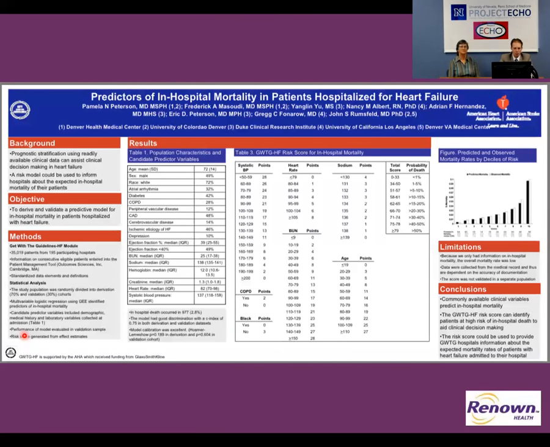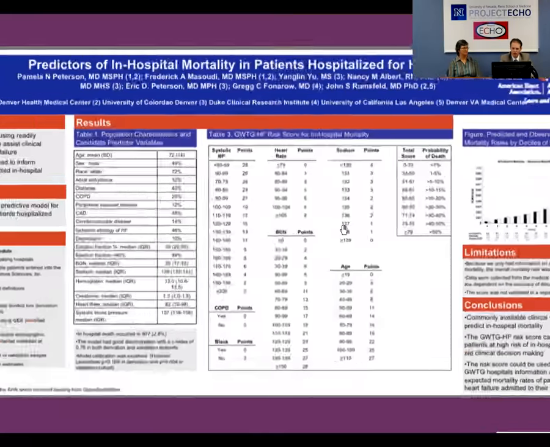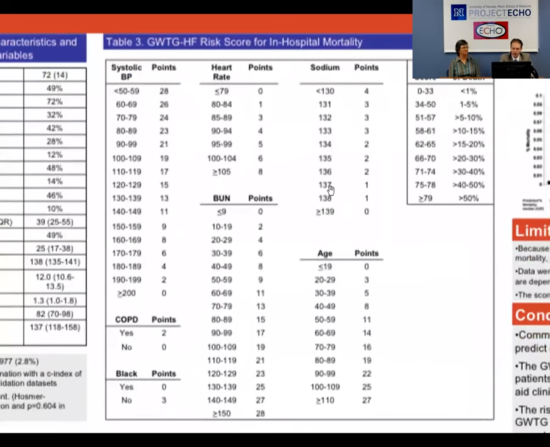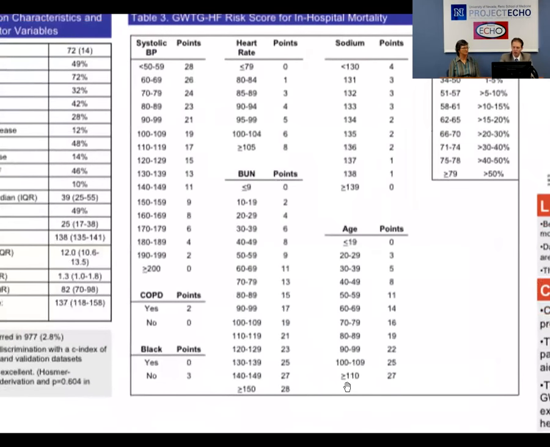Now, if they're admitted with heart failure, this is an alternative model that's been validated. This is the one that the guidelines allude to, and you can sort of add up all these points for their age and their sodium. So if they're hyponatremic, that's harder for them to get by. If they're over 110 years old, it turns out that they also die at a higher rate. So I don't know how they got data for 110-year-olds, but hey, what the heck.